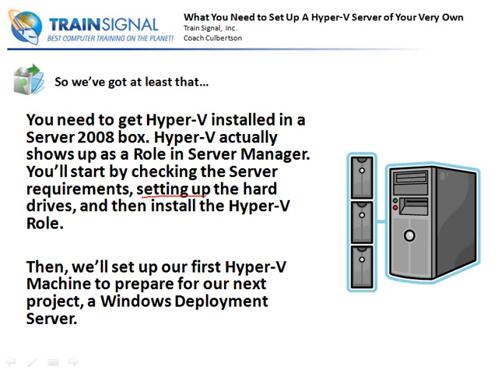We're going to set up the hard drives a little bit. We actually have a blank hard drive that we need to set up for our virtual hard disks. And then we're going to go ahead and install the Hyper-V role. After we have that Hyper-V role installed, we're going to create our first virtual machine for our Windows deployment server for our next video. Okay.